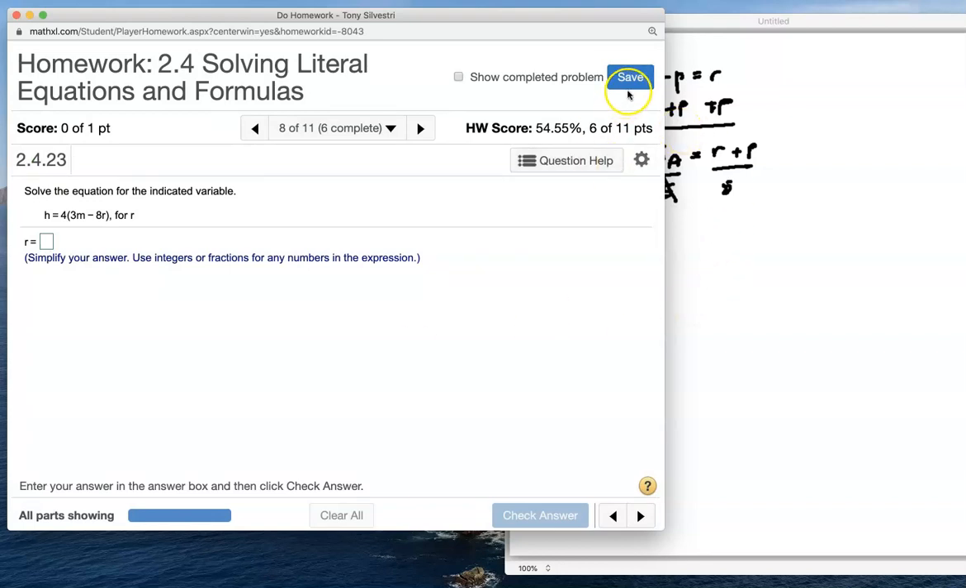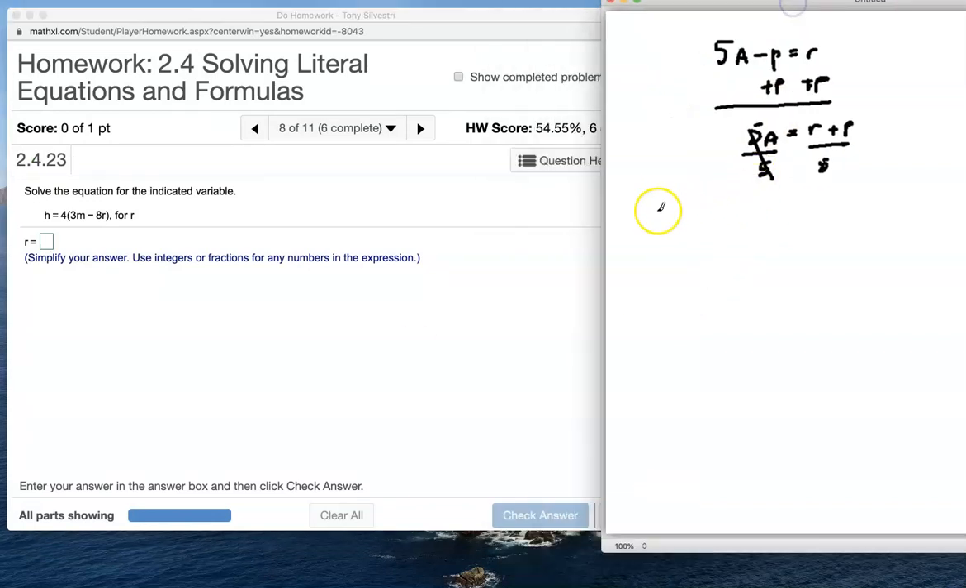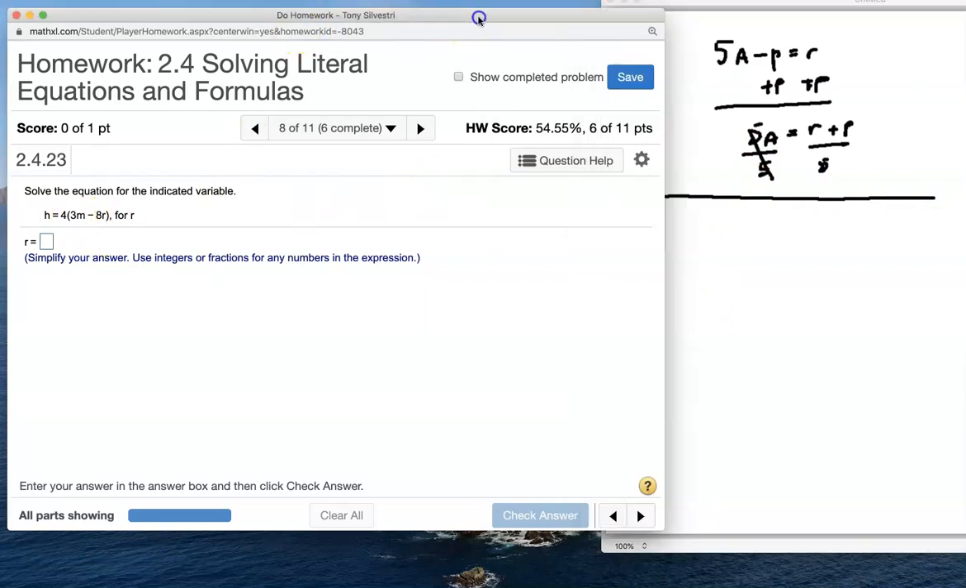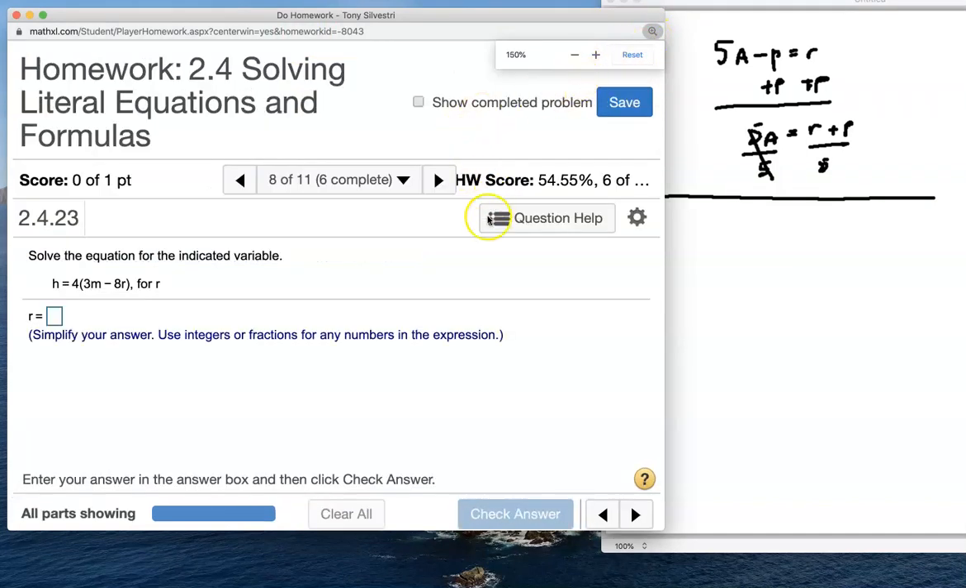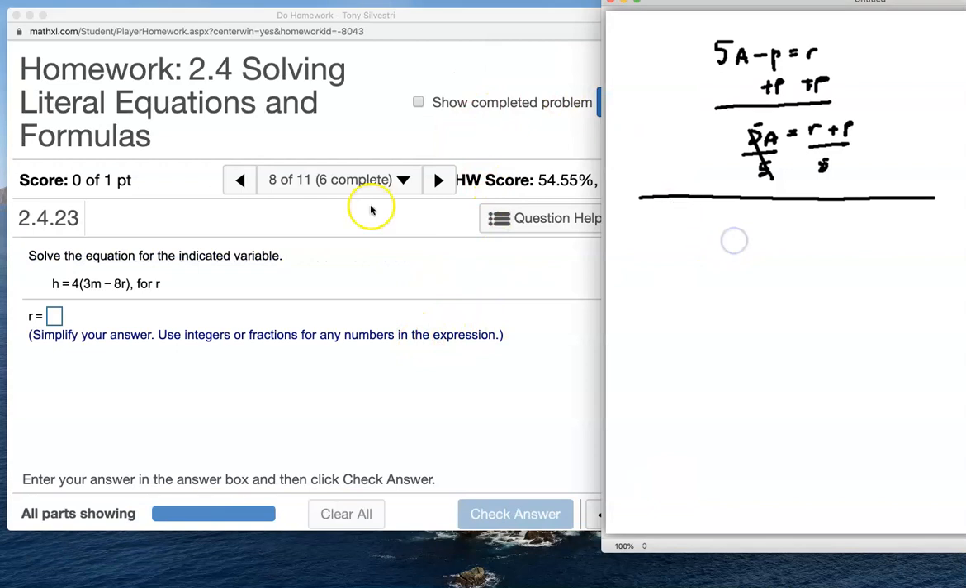Uh-oh, it's starting to get really serious now. So I'm going to separate this. Okay, this is a problem. Let's make this a little bit bigger. Okay, that's nice. Let's see. H equals 4 times 3m minus 8r. Parentheses. Solve for r. Okay, solve for r.